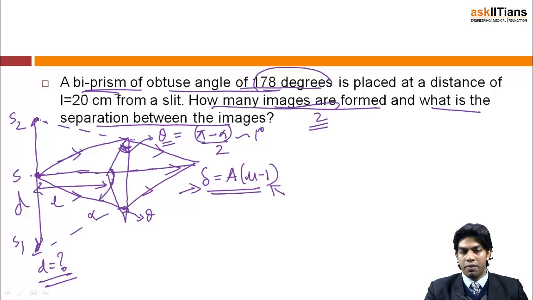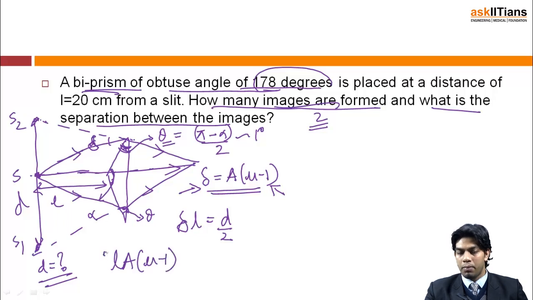Now I also know that if this is the angle of deviation delta, then delta times L will give me the value of d by 2. So finally I will come up with the term L times A times (mu minus 1) multiplied by 2 will give me d. If I put in the values of mu, L, A and 2, d comes out to be approximately 4 millimeters.